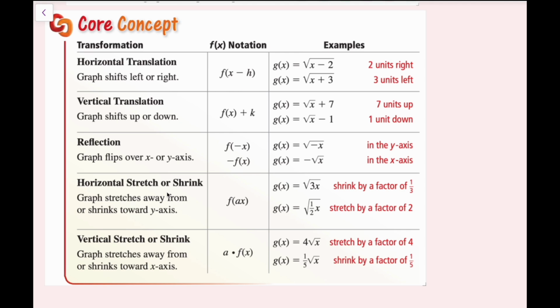And then stretches and shrinks, horizontal stretches and shrinks are going to be on the inside of the function, in this case the radical. So here I have the 3 times x inside, and then I have the 1/2 times x on the inside. And then for a vertical stretch or shrink, the multiplier is going to be on the outside. So here I have the 4 on the outside, and here I have the 1/5 on the outside. And remember, all of the stuff on the inside is reversed. So the smaller scale factor on the inside is going to be a stretch, and the larger scale factor on the inside is going to be a shrink, whereas the larger scale factor on the outside is going to be a stretch, and the smaller one on the outside is going to be a shrink.